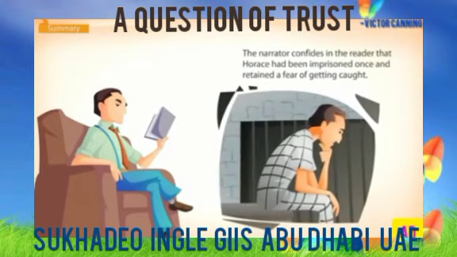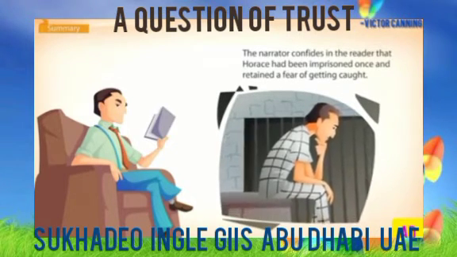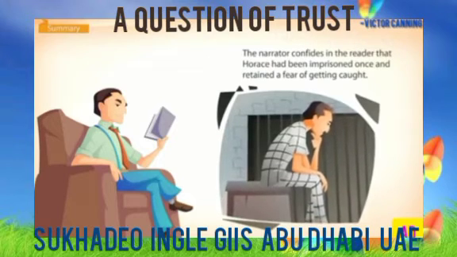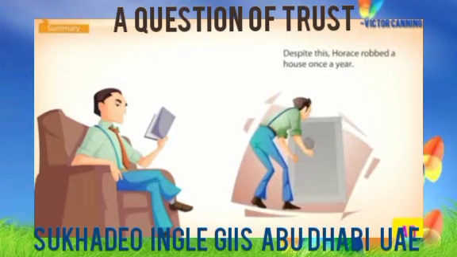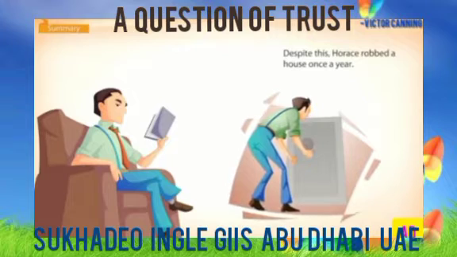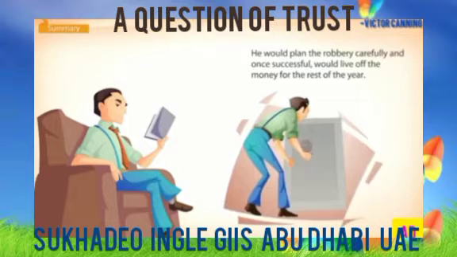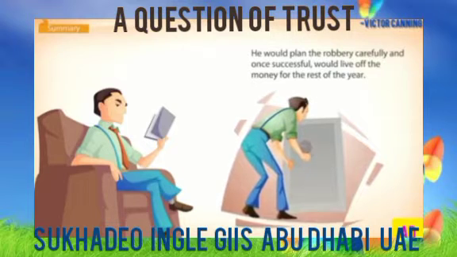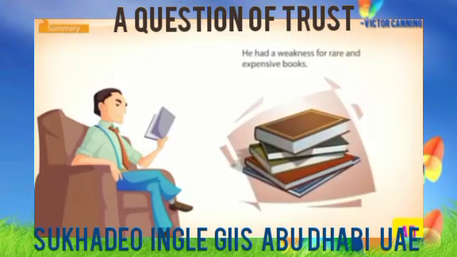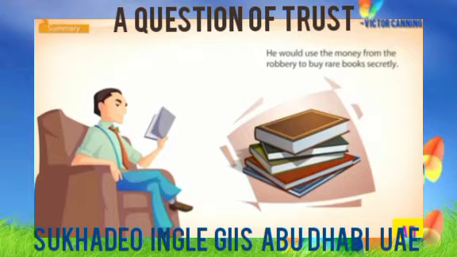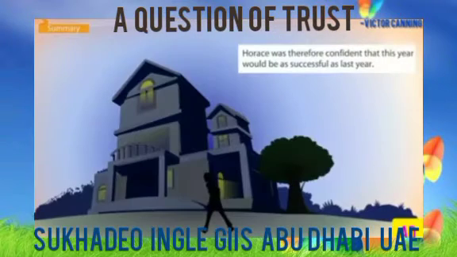The narrator confides in the reader that Horace had been imprisoned once and retained a fear of getting caught. Despite this, Horace robbed a house once a year. He would plan the robbery carefully and, once successful, would live off the money for the rest of the year. He had a weakness for rare and expensive books. He would use the money from the robbery to buy rare books secretly. Horace was therefore confident that this year would be as successful as last year.